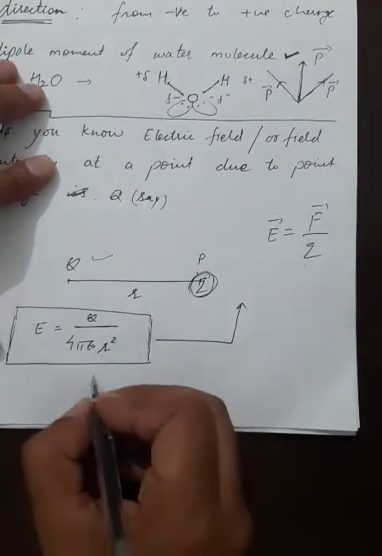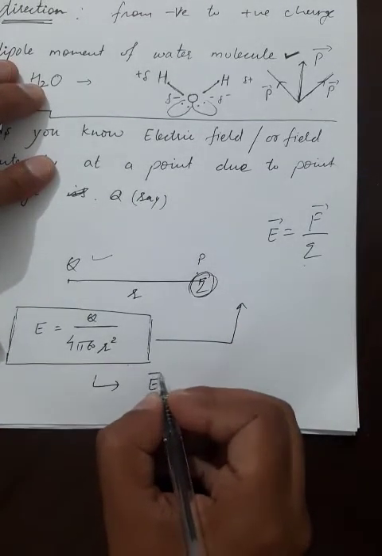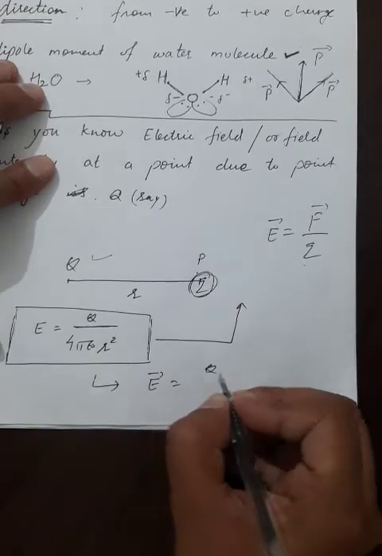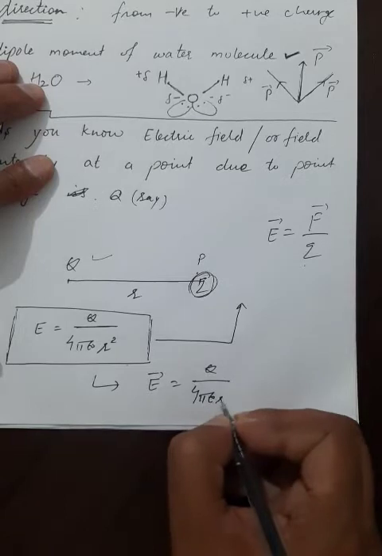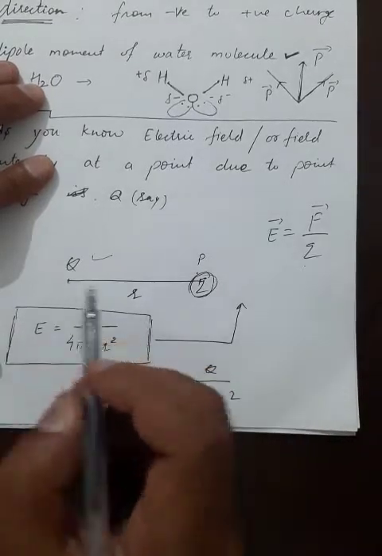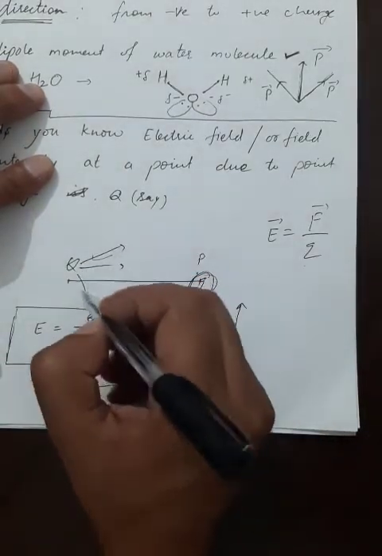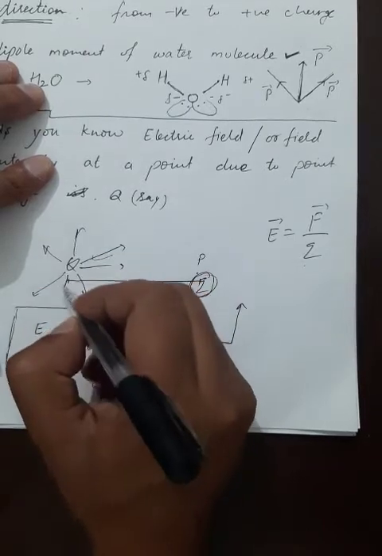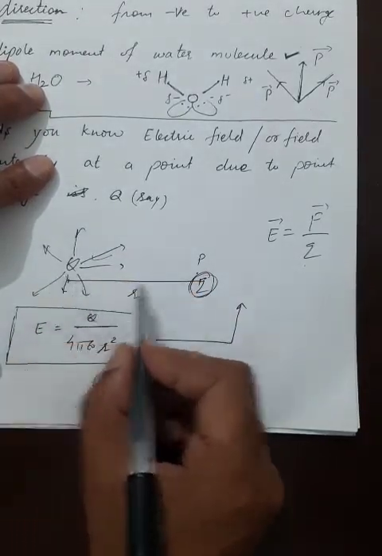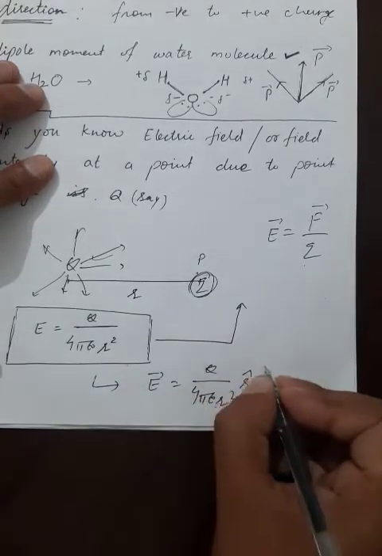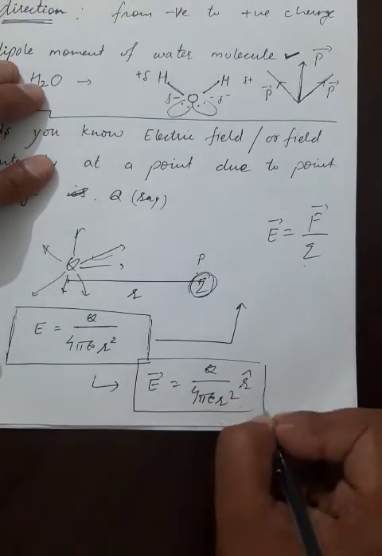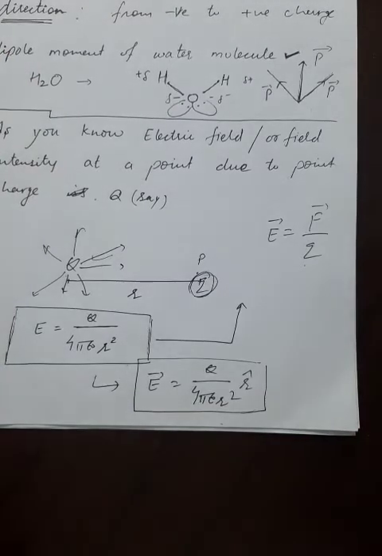And if we want to write it as a vector quantity, then E vector is equal to Q over 4 pi epsilon naught r square. As for the positive charge, electric field is directed away from the charge in all directions, so it will be along r direction for point P. So here is r cap. That is the vector form of the electric field intensity due to a point charge.